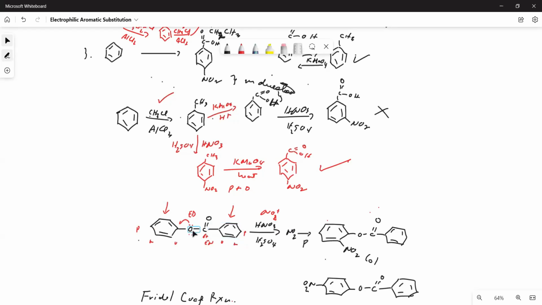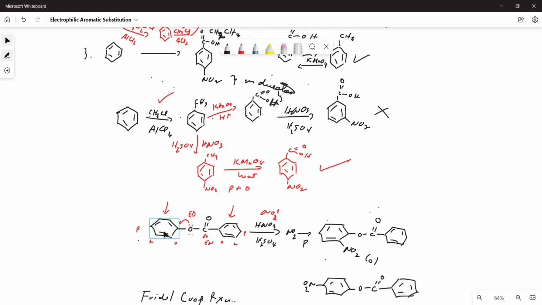Why? Look at the oxygen here. The oxygen has a lone pair. And this lone pair can be donated to the left benzene. Look at the right benzene. The group here is carbonyl, which is partially positive. There is no lone pair here. So this is electron withdrawing. And this will lower the activity of the right benzene. But the left benzene, okay, has a donating group. Okay? So this will be more reactive.